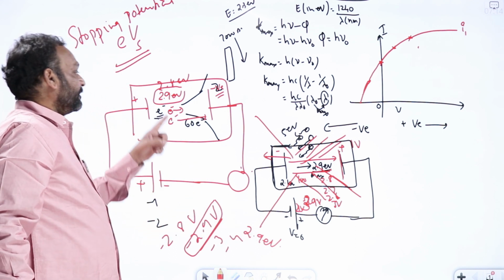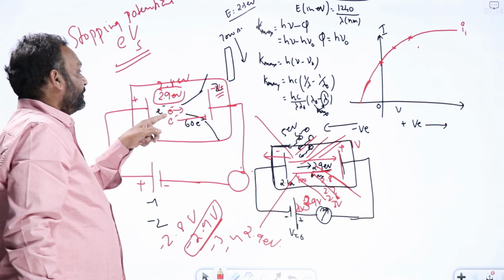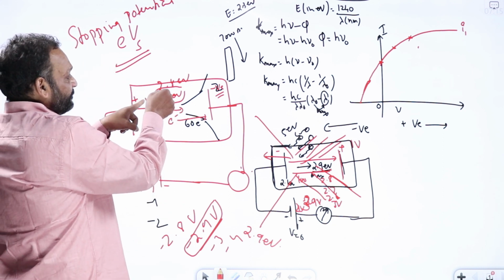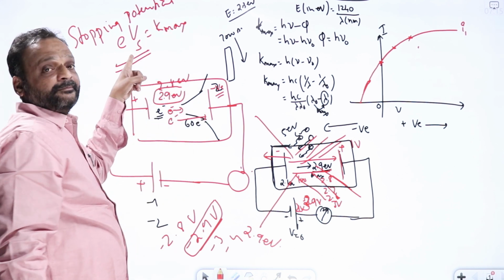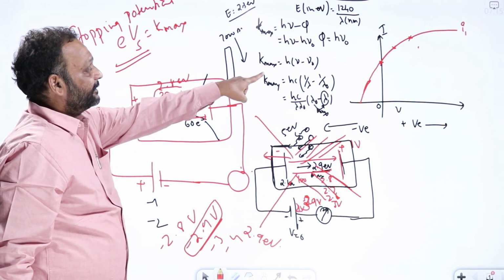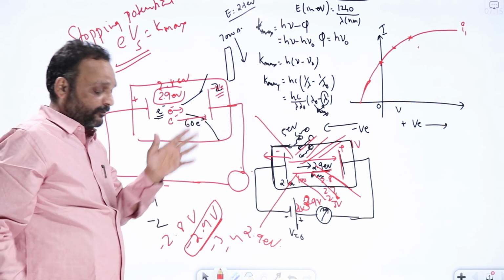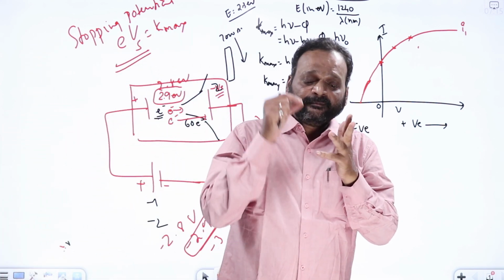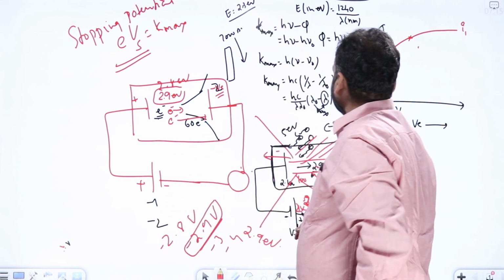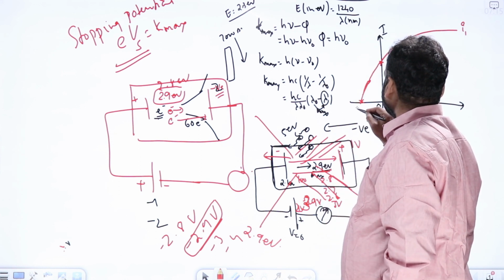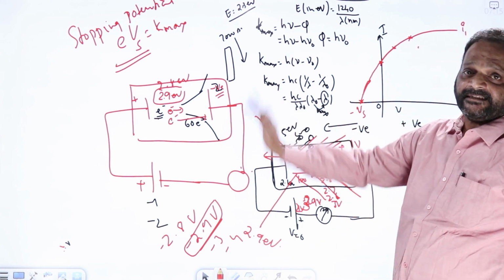Why is that 2.9 important? Because that energy is just equal and opposite to the maximum kinetic energy of the photoelectron. This eVs corresponds to the maximum kinetic energy, K maximum. That Vs, the stopping potential, corresponds to the maximum kinetic energy of the photoelectron. Then only the most energetic photoelectron gets stopped, and photoelectric current becomes zero. So what is stopping potential? It is the minimum negative potential required to make photoelectric current zero. This potential is Vs. It is inherently negative. I have to apply negative potential to stop the negatively charged electron.